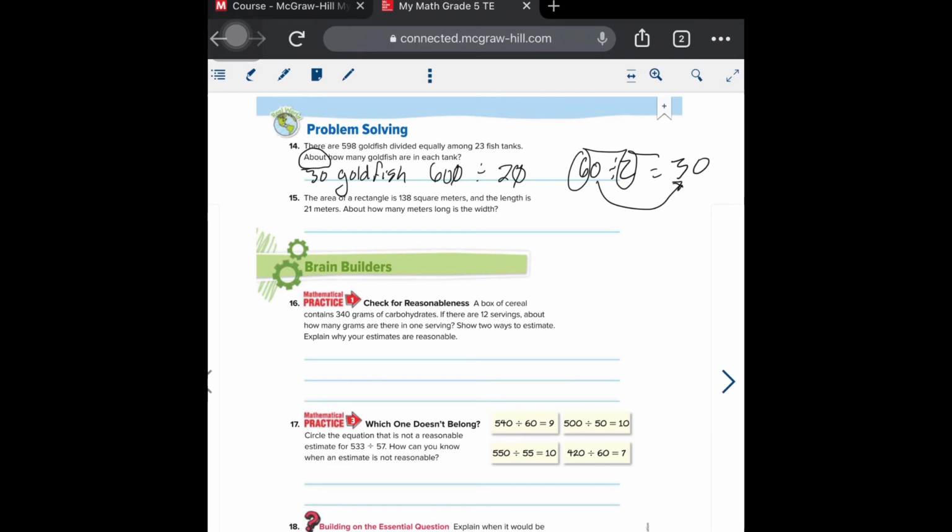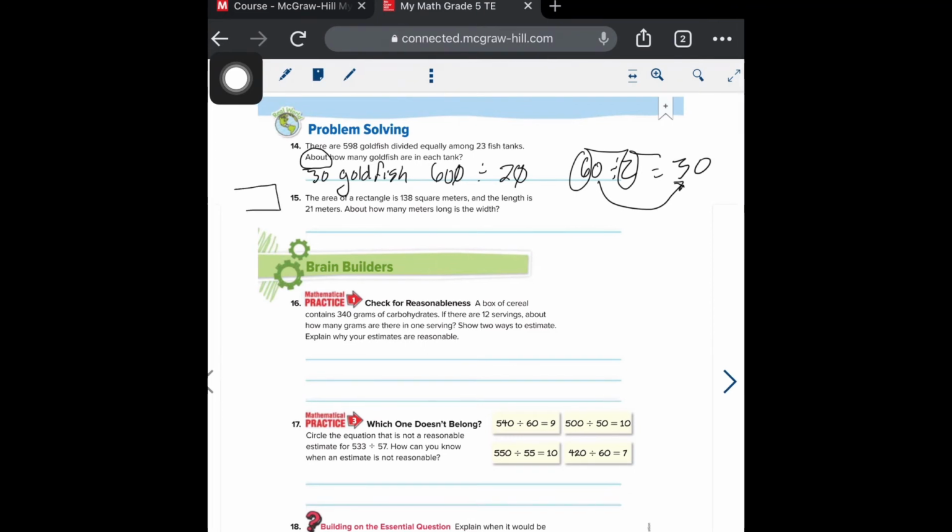Number 15. In an area of a triangle, 138 square meters, the length is 21 meters. About how many meters is the width? Okay, so we have a triangle here, and the total area is 138. And they said the length is 21 meters, and they want to know the width. So they're pretty much just giving you some numbers to do a division problem with. We need to do 138 divided by 21, but it says about, so we need to estimate them.